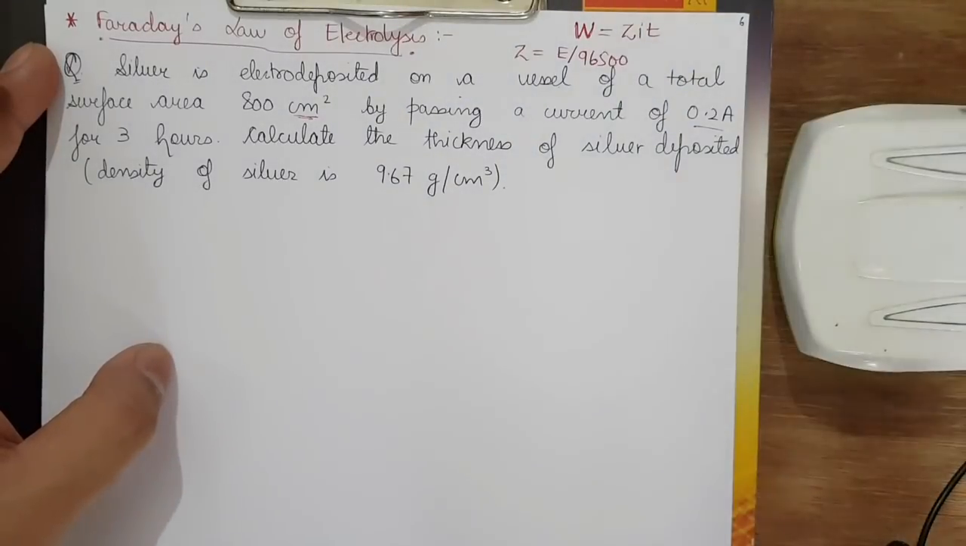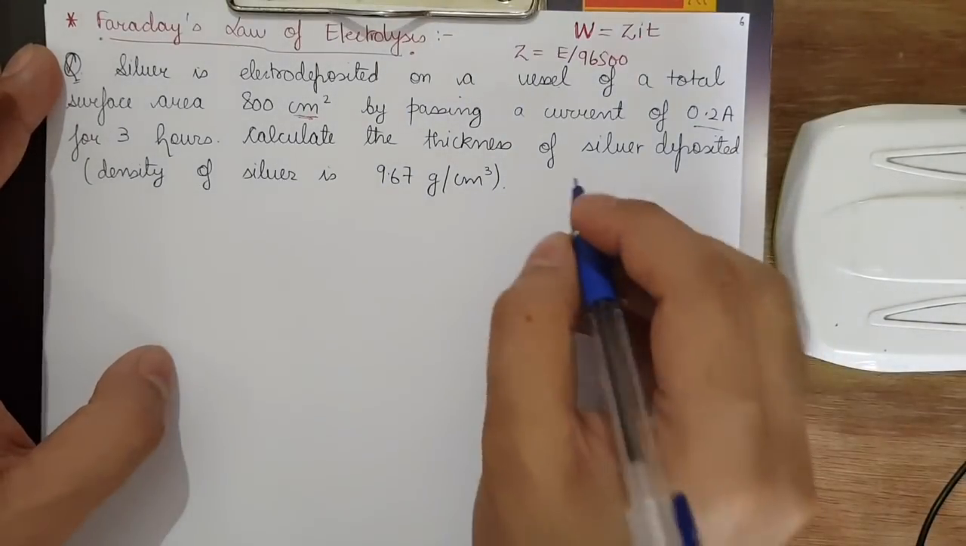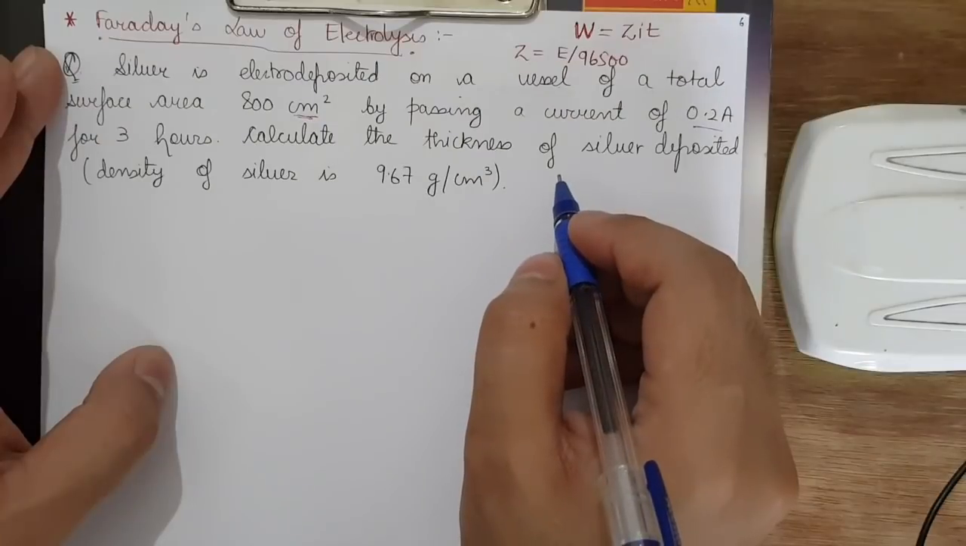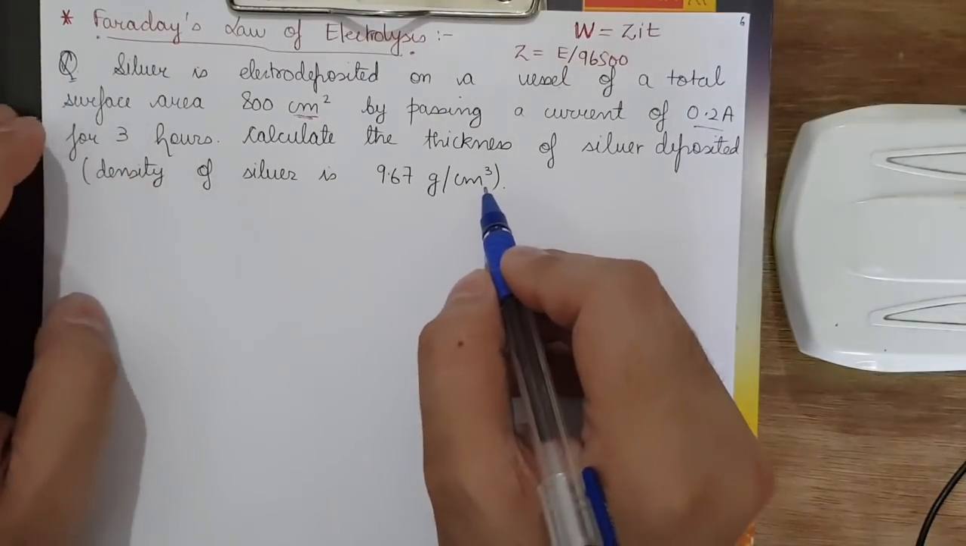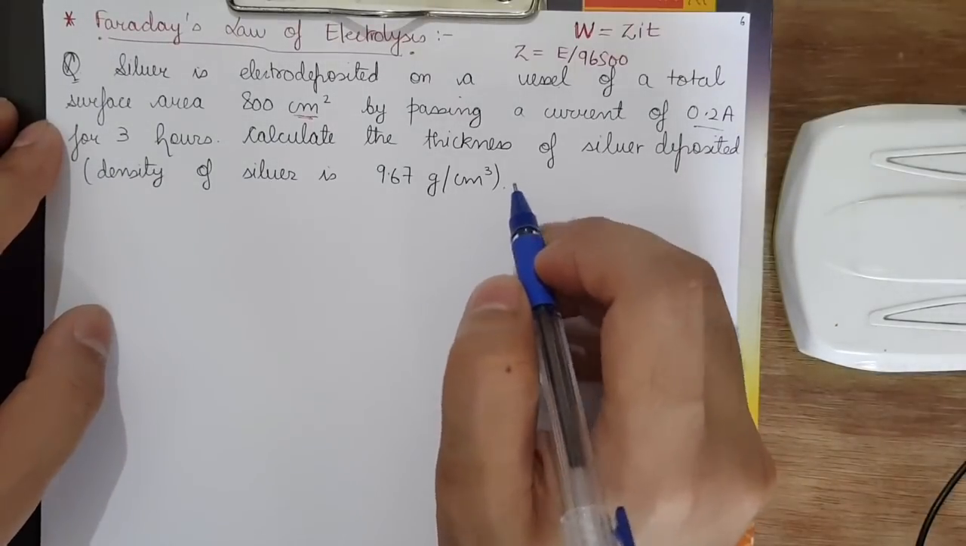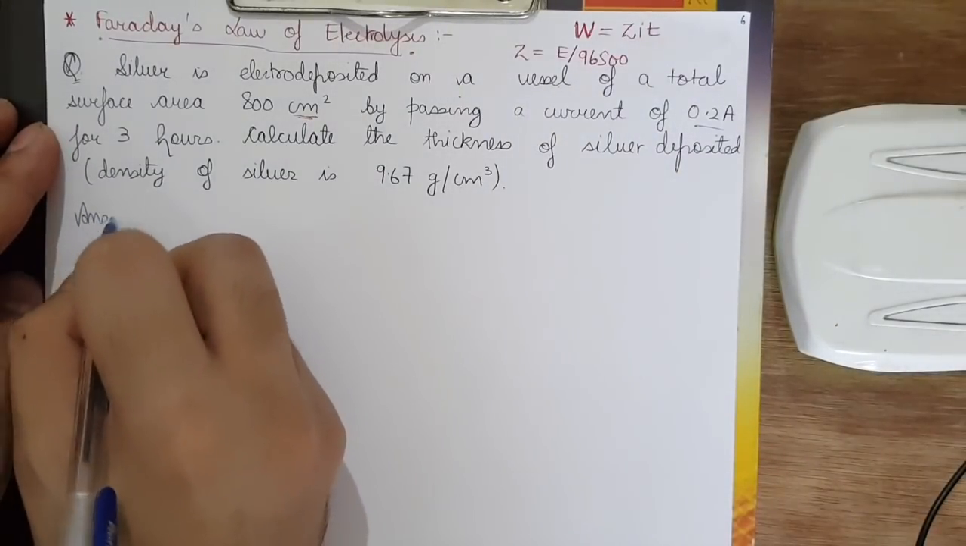Okay, so first of all, SI units are the mission. Calculate the thickness of the silver deposited. Density of silver is 9.67 gram per centimeter cube. So first of all, let us try to see what has actually been done here.